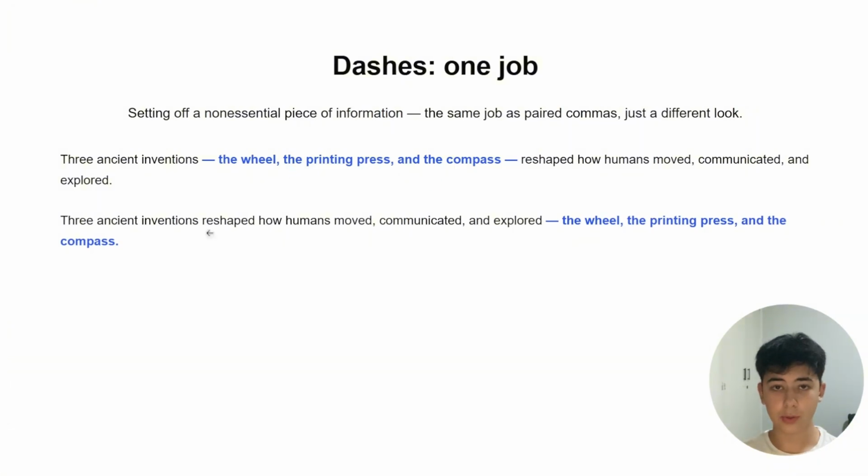You can also use one dash, like in this case here, instead of two dashes, like in the first case here. So you can just add the non-essential phrase at the end, and you can just use one dash instead of two. Like in this sentence here, three ancient inventions reshaped how humans moved, communicated, and explored. And then you'd have the non-essential phrase at the end: the wheel, the printing press, and the compass. If you have anything else other than these two cases here, then it's wrong.